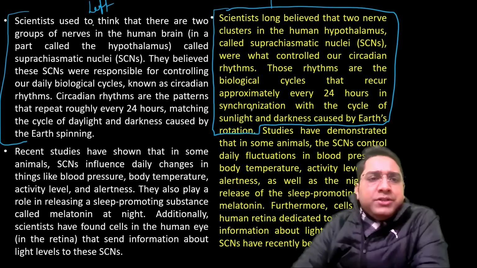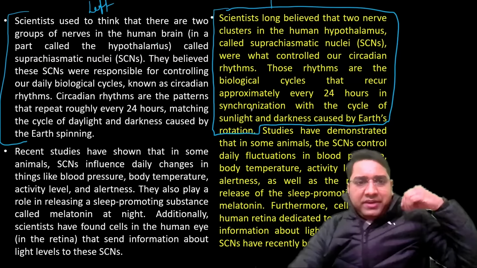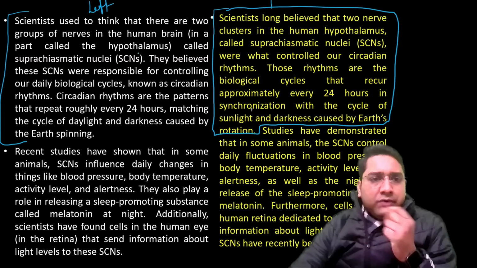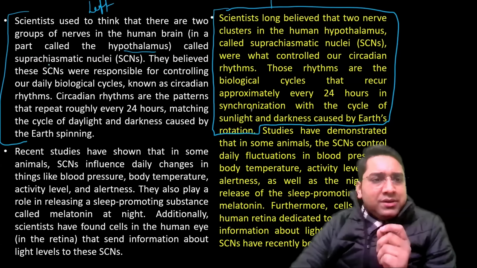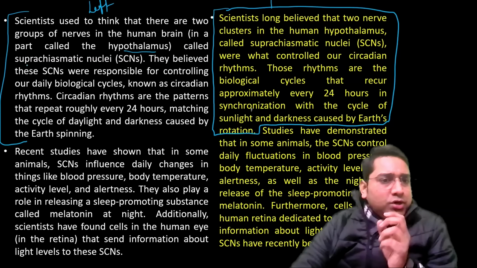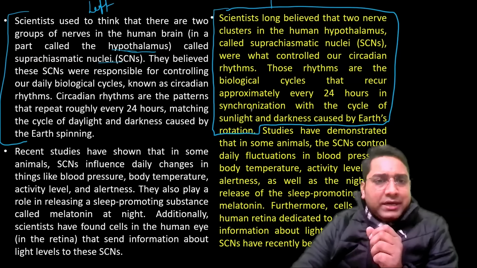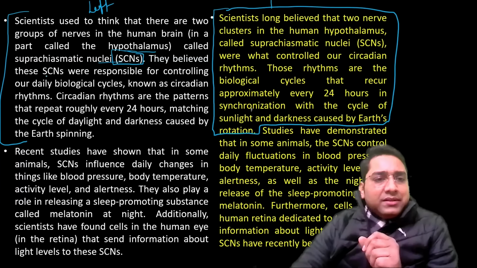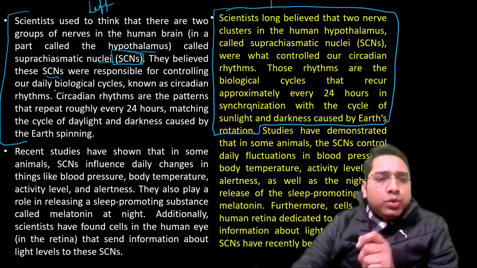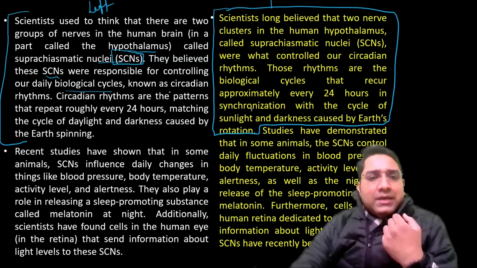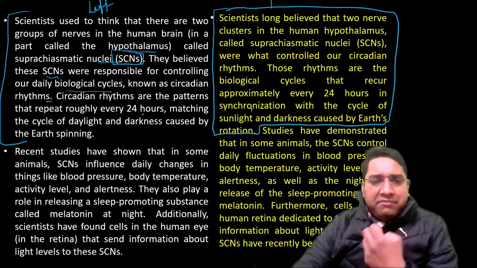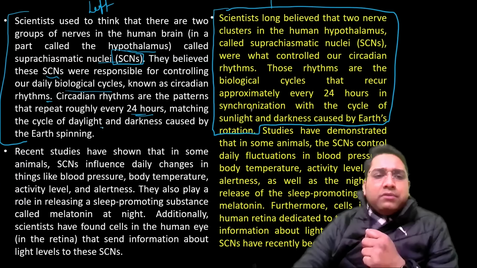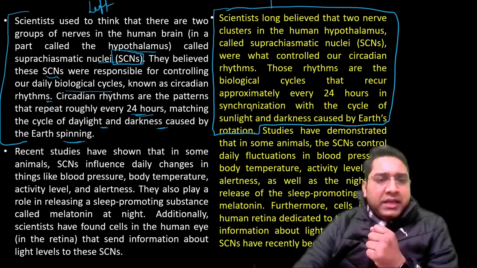So here it says scientists used to think that there are two groups of nerves in the human brain. Right? In our human brain, we have two nerves. One is called hypothalamus, right? And this is called suprachiasmatic nuclei. In short, it is SCNs. They believe that these SCNs were responsible for controlling our daily biological cycles known as circadian rhythms. Circadian rhythms are the patterns that repeat roughly every 24 hours, matching the cycle of daylight and darkness caused by Earth spinning. That means day and night.